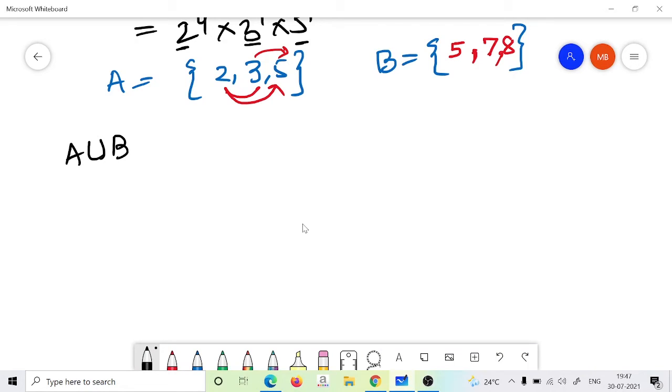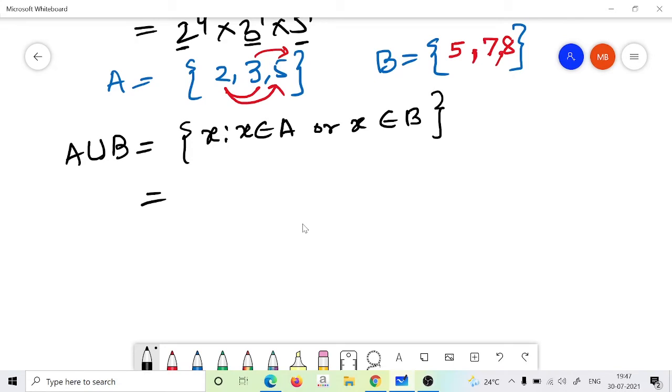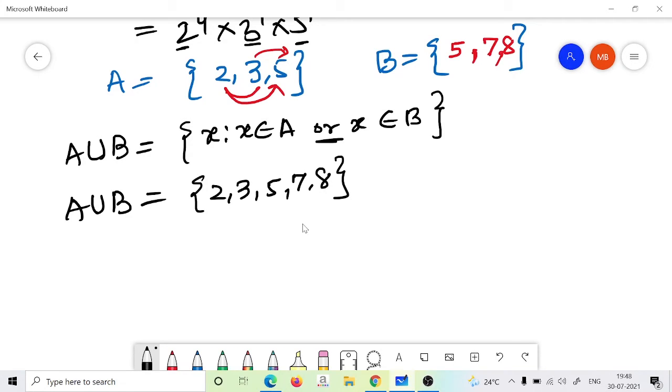So A union B is, which we know by definition, such that X belongs to A or X belongs to B. So either in A or in B. So A union B is the collection of elements present in A or B. So it will be 2, 3, 5, 7 and 8. So this is A union B.